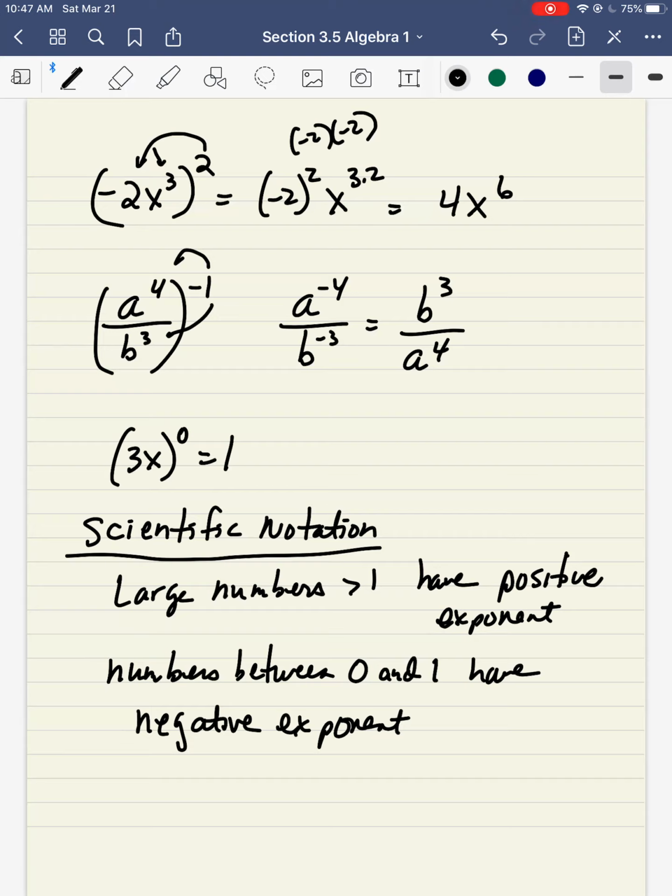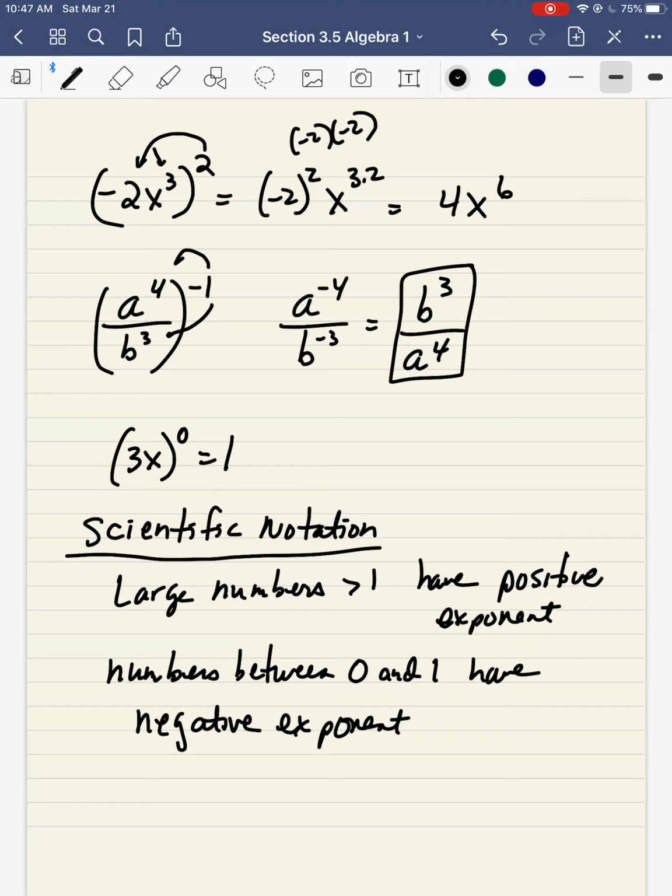A negative exponent in the numerator means it's a positive exponent in the denominator, so the a to the minus 4 in the numerator becomes a to the plus 4 in the denominator. B to the minus 3 in the denominator becomes b to the plus 3 in the numerator. So the final answer on this is b to the 3rd divided by a to the 4th. And again, as a review, anything to the 0 power is 1.